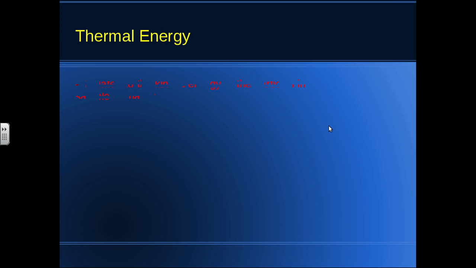Thermal energy. Thermal energy is related to the kinetic energy of the particles in a sample of matter. Actually, thermal energy is the total of all the kinetic energy of the particles in a sample of matter, plus all of the potential energy of those particles as well.